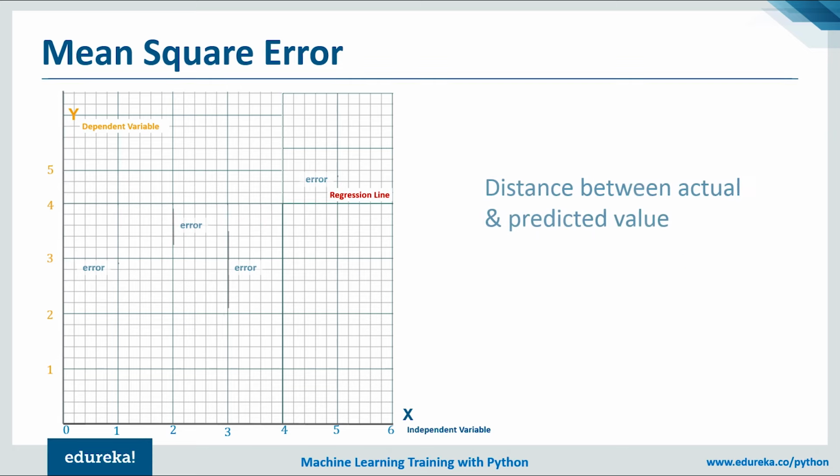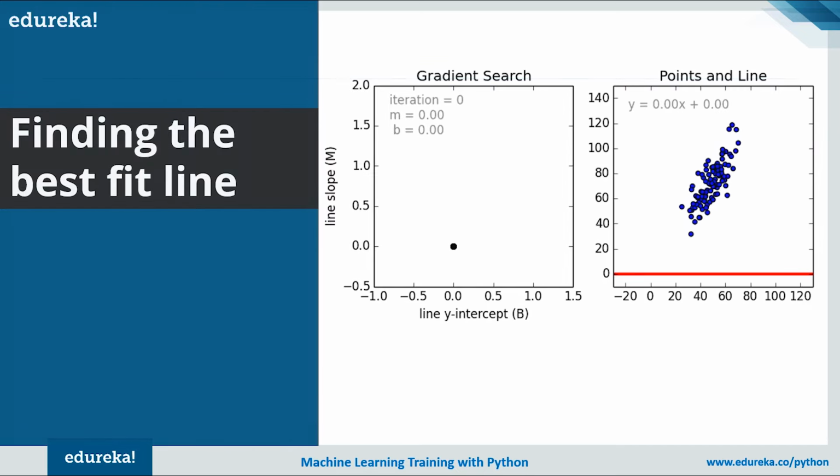Now your task is to calculate the distance between the actual and the predicted value, and your job is to reduce the distance. Or in other words, you have to reduce the error between the actual and the predicted value. The line with the least error will be the line of linear regression, or regression line, and it will also be the best fit line. Alright, so this is how things work in a computer.